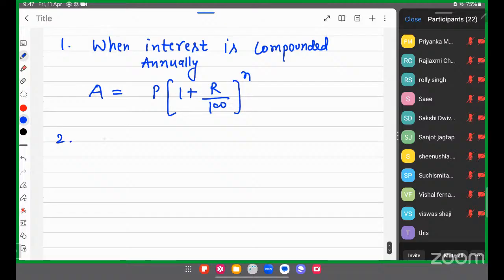Second is when interest is compounded half yearly.